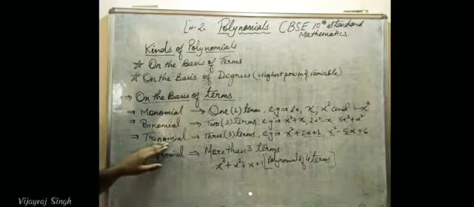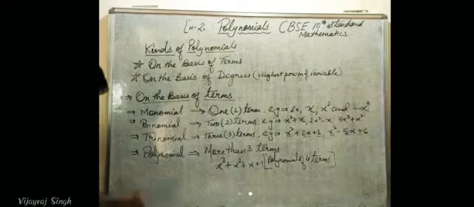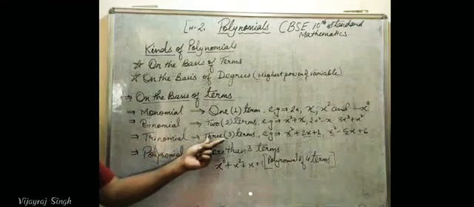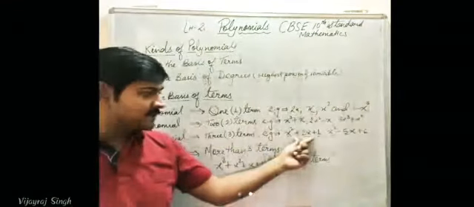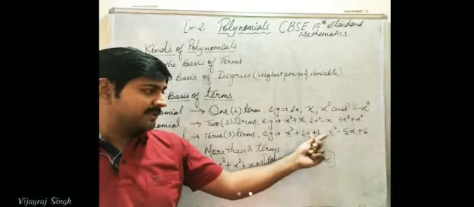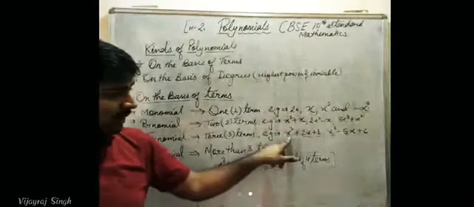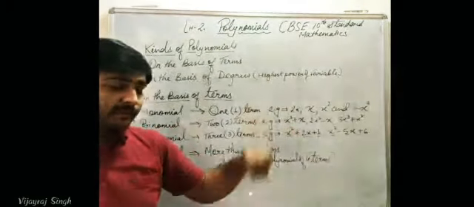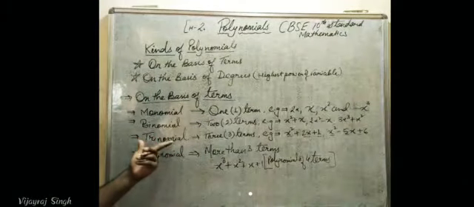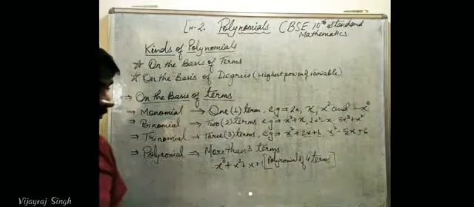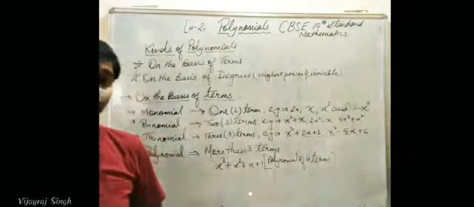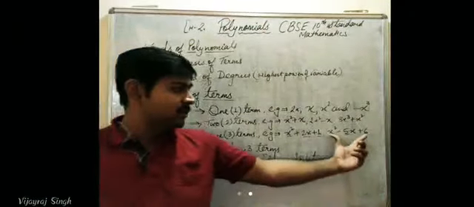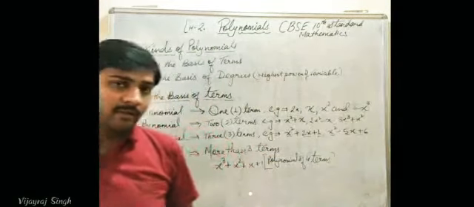Next is trinomial. If I talk about trinomial, there are three terms. For example, x square plus 2x plus 1: 1, 2, 3, three terms. So with three terms, its name is trinomial. x square minus 5x plus 6, again three terms. So these are called trinomials.